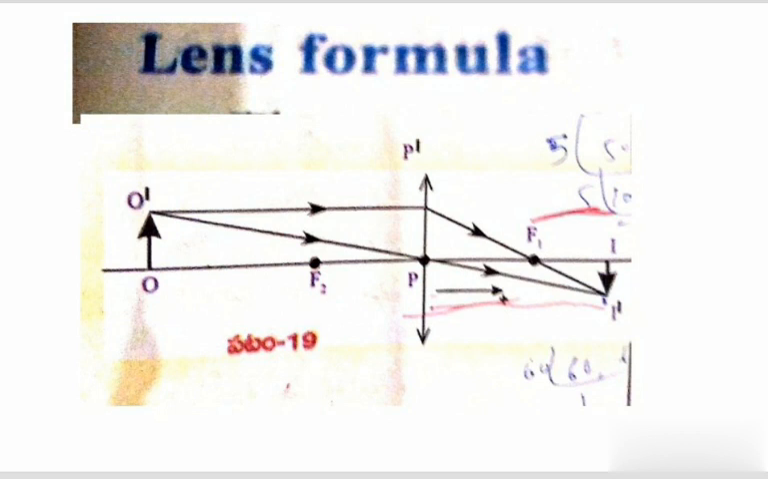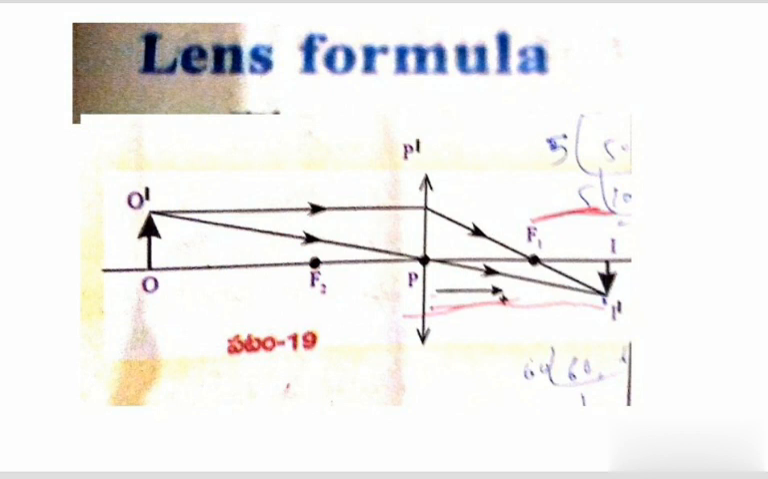From O, one ray travels through the principal axis, that also does not deviate and follows the same path, so at I the image will form. Here we will get the inverted image I dash of the object O dash. O dash is the object, and its image we will get on the other side of the convex lens, that is I dash.